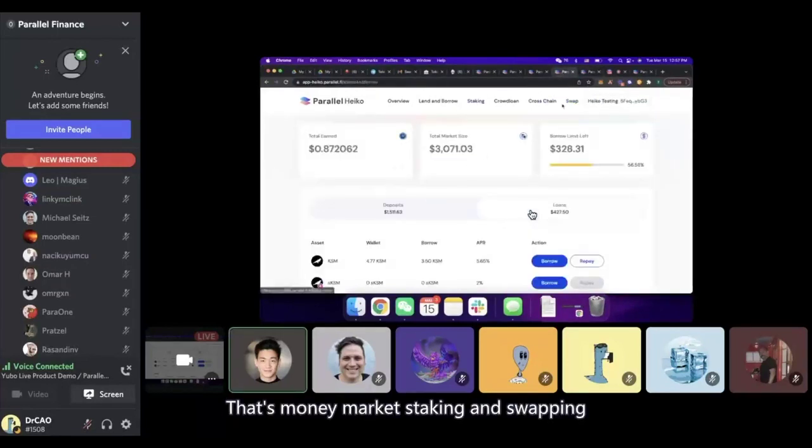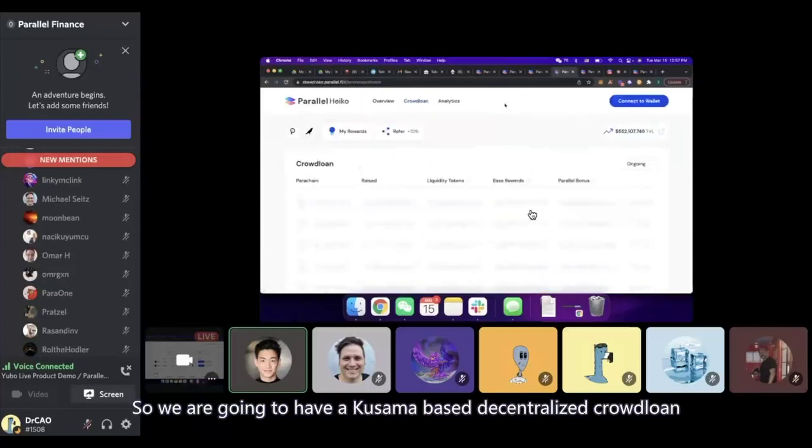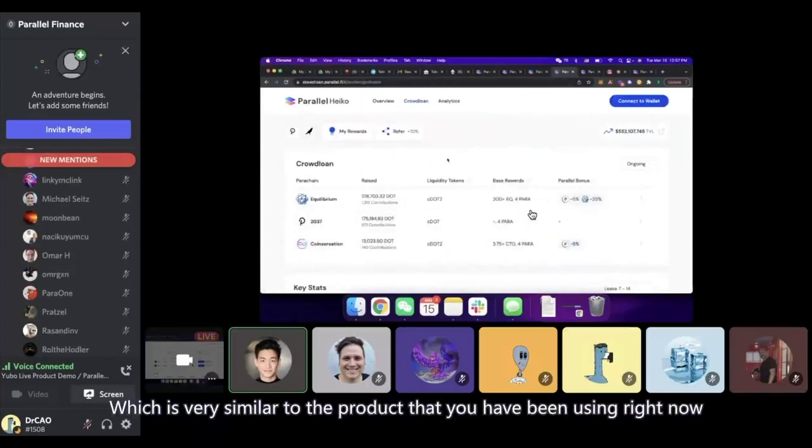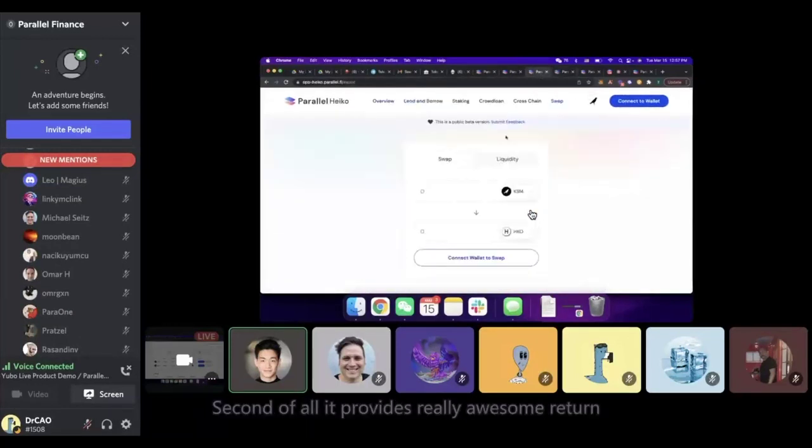That's the money market staking and swapping. And let's quickly talk about the Crowdloan. So we are going to have a Kusama-based decentralized Crowdloan, which is very similar to the product that you have been using right now. But the main difference is that, first of all, it's on Kusama. Second of all, it provides really awesome return in terms of Heiko. And number 3, it's completely decentralized, and all of the processes are on-chain.